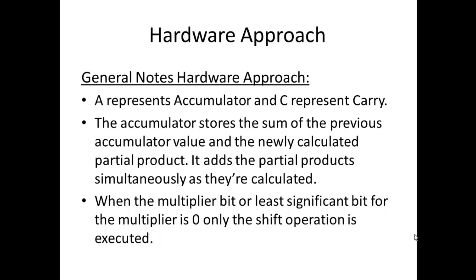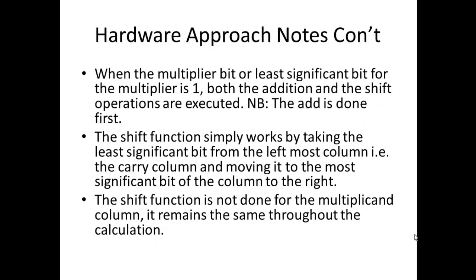Now the hardware approach. In addition to M and Q, in the hardware approach, A represents the accumulator and C the carry. The accumulator stores the sum of its previous value and the newly calculated partial product as they are calculated. When the multiplier bit, or least significant bit of the multiplier, is 0, only a shift operation is executed. When the least significant bit is a 1, add and shift operations are performed. Note that the add is done first.